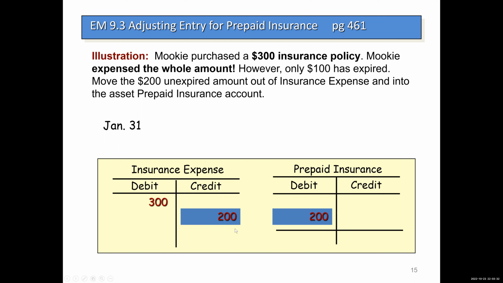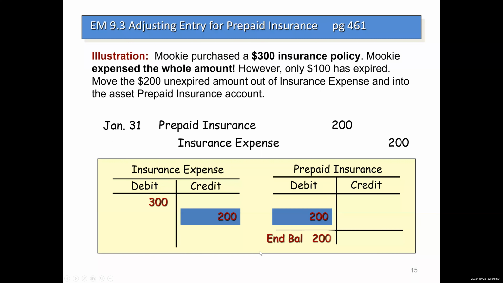So that's how Mookie does it, right? So what's the journal entry? Debit prepaid insurance by 200 and credit insurance expense by 200. That is so weird, huh? It works though, because at the end, don't you want the unexpired prepaid insurance balance to be 200? Yeah. And so notice here that they said $100 expired. Well, 300 minus 200, the balance here would be 100. So it works, just a little bit wacky. Okay. All right, let's move on to the next one.